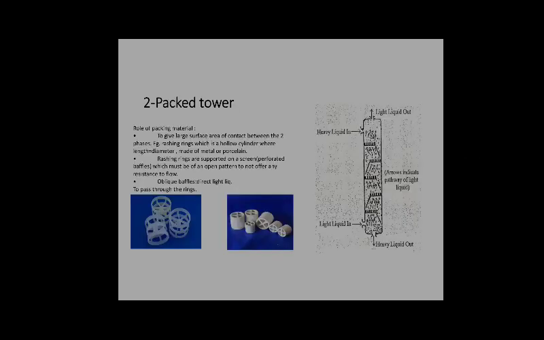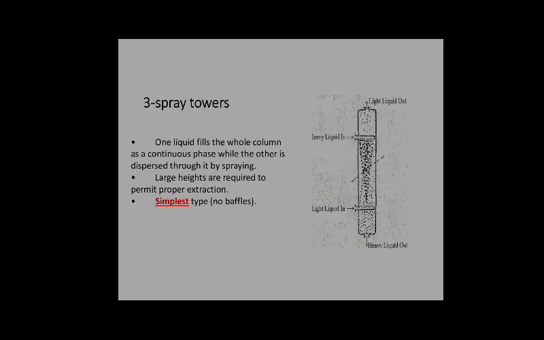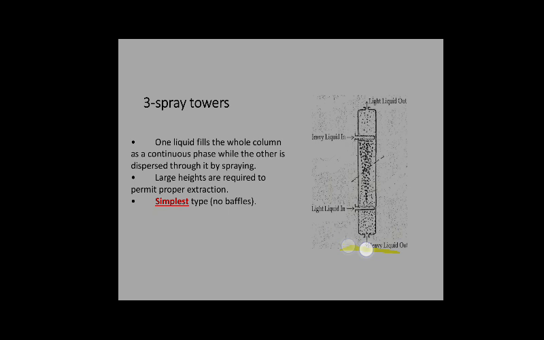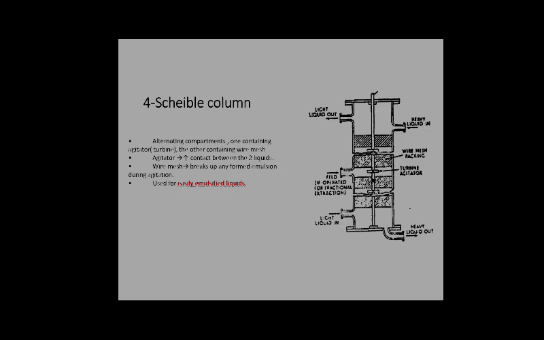Packed tower: a row of packing material to give large surface area and increase the time available for extraction in the tower. Then spray tower: one liquid fills the whole column as a continuous phase while the other is dispersed through it by spraying. It is the simplest, there are no baffles here. Then the Scheibel column is the last device for extraction. We know it by name. Thank you.